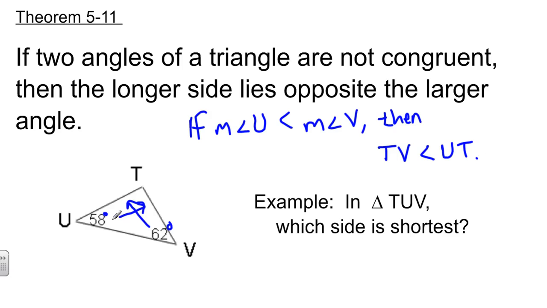Now, they just give us two angles. Can we find this third angle? Yeah. So if we add these two up, 58 and 62 gives us 120. If we take that away from 180, since we know all three angles in a triangle add up to be 180. Good. So we know angle T is 60 degrees. So in triangle TUV, which side would have to be the shortest? TV. So TV is opposite the smallest angle. Therefore, it would have to be the shortest side.